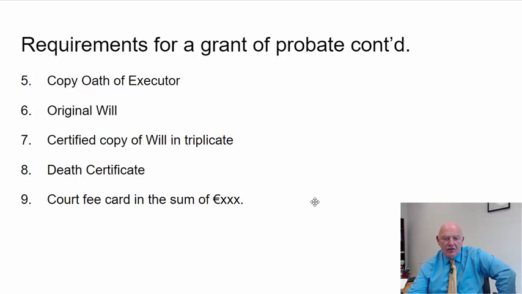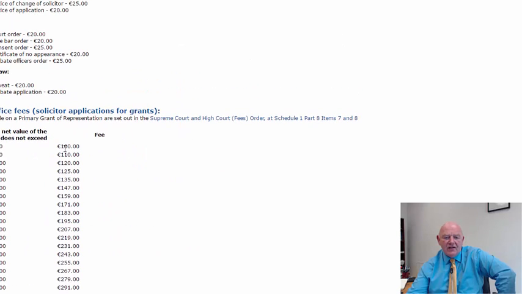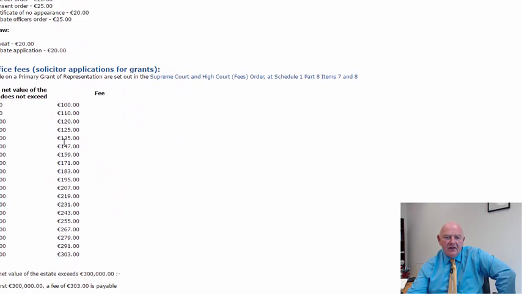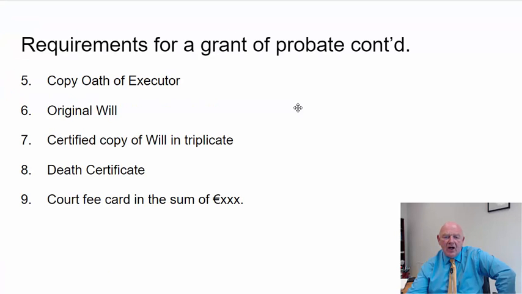Then you need the original will. You need a certified copy of that original will in triplicate. You need the death certificate and you need the court fee card. So the court fee card will relate again to the fees required for the probate office. As you can see, here they are here. So that's basically how you get a grant of probate.